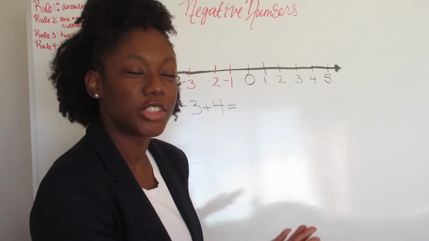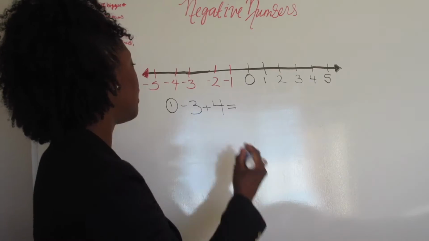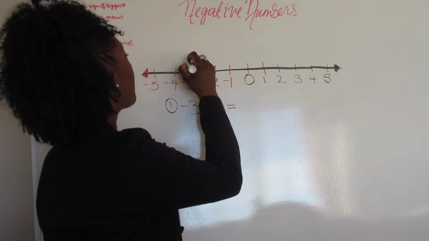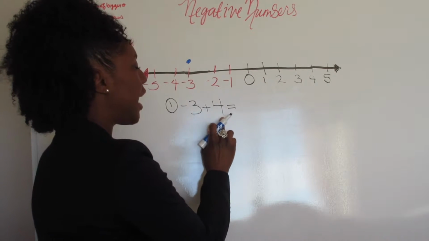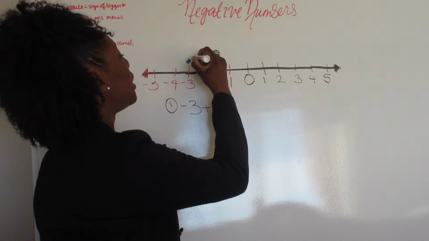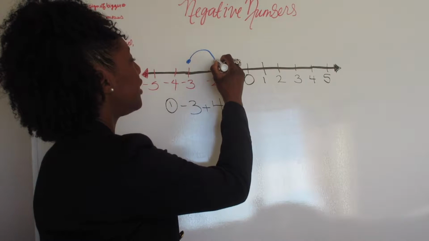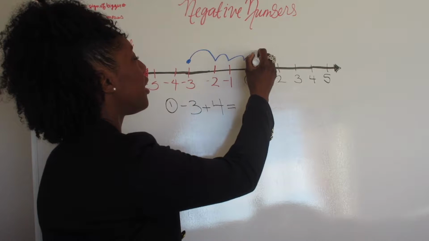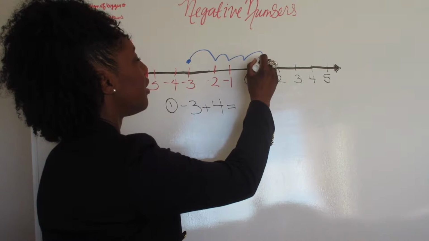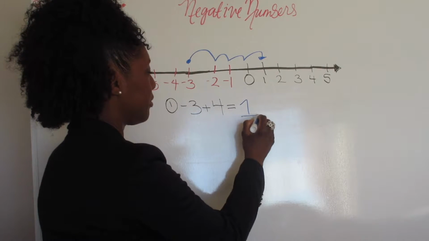-3 plus 4. First, let me show you how to get the answer on the number line. We're starting with -3, and we're going to add 4. That means jump 4 spaces to the right. 1, 2, 3, 4. So that gives us 1.